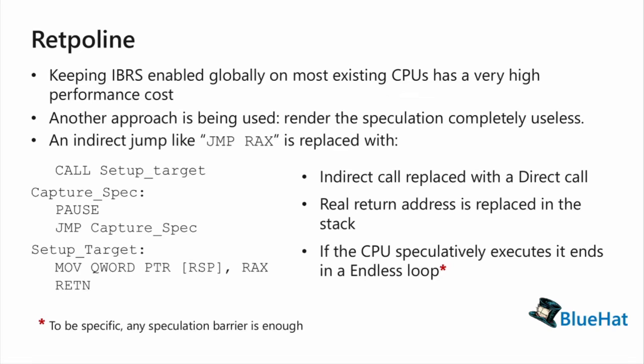This code emits a direct call to the setup target. The setup target simply replaces the return address and then does a ret. This is very clever because we return back to the original target address. But if the CPU wanted to speculate, it goes only into an endless loop. This endless loop is composed of a pause and a jump on itself. It could even be a speculation barrier, but it's not needed to be like that one. You can insert whatever you would like. Yes, this is basically the technique.